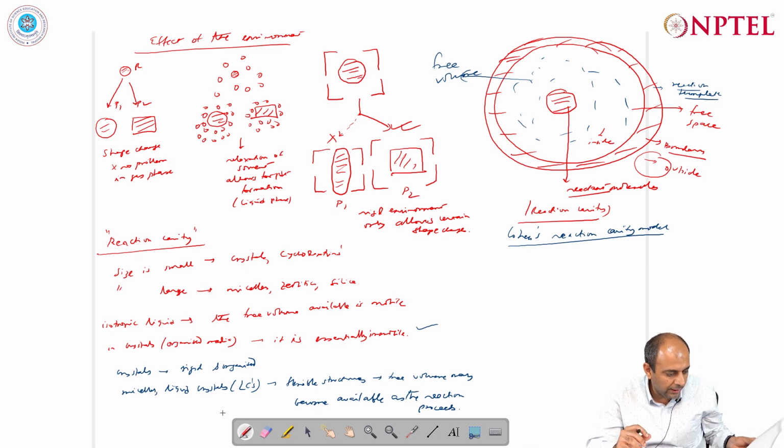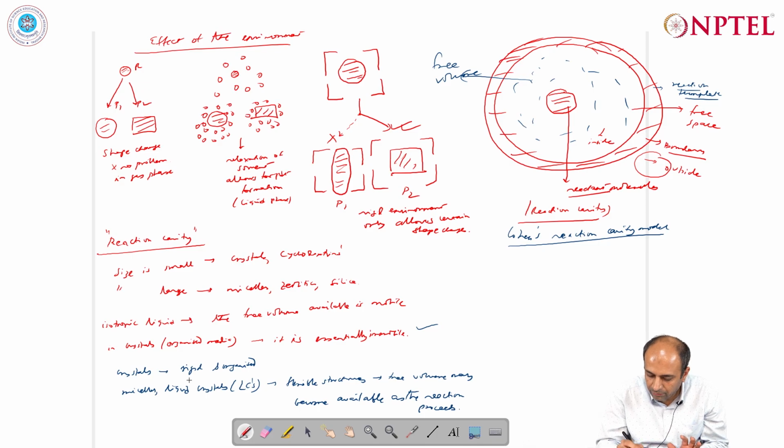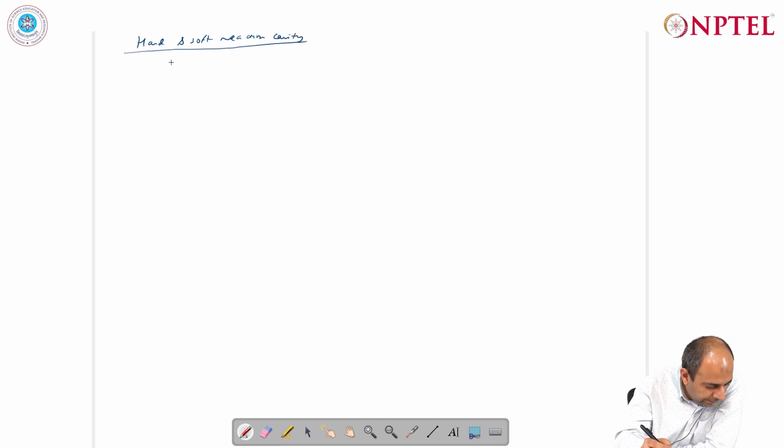So in this regard, depending upon whether we have rigid and pre-organized cavity or flexible cavity, we can now define reaction cavities as hard and soft reaction cavity. Crystals and zeolites have the hard reaction cavity, but micelles and liquid crystals have the soft reaction cavity.